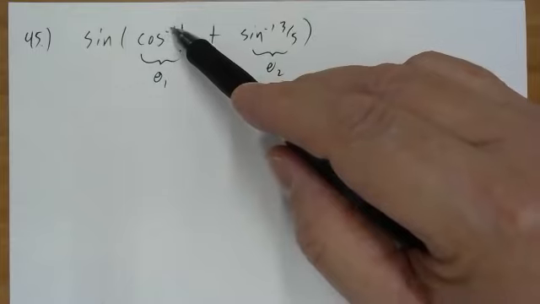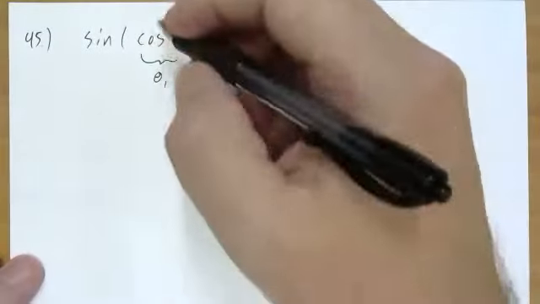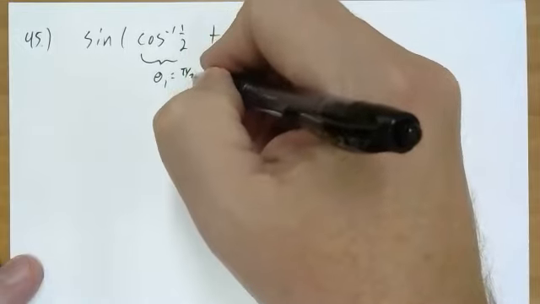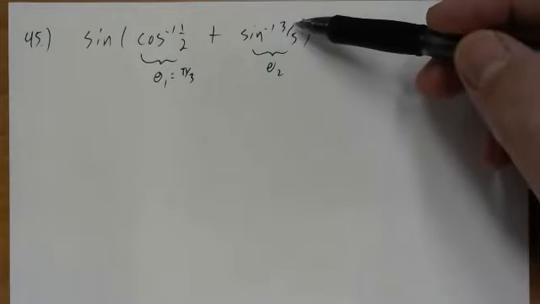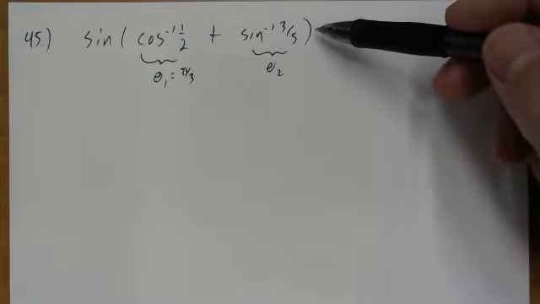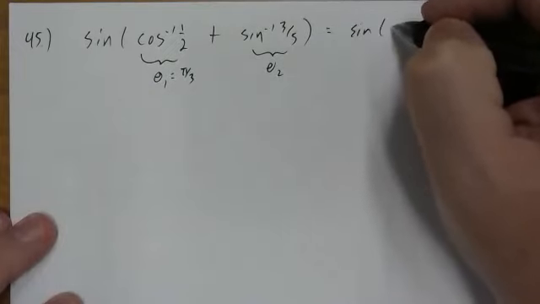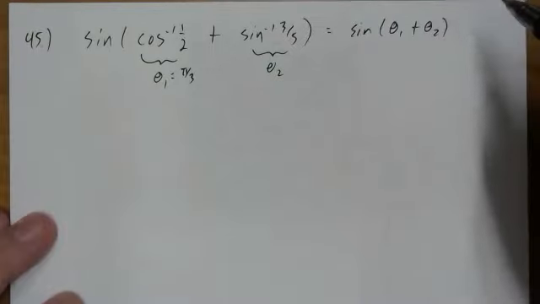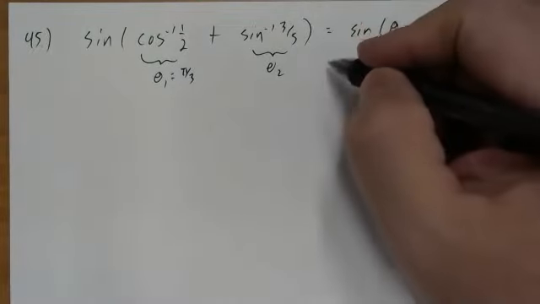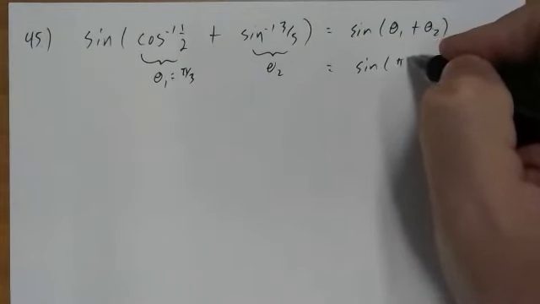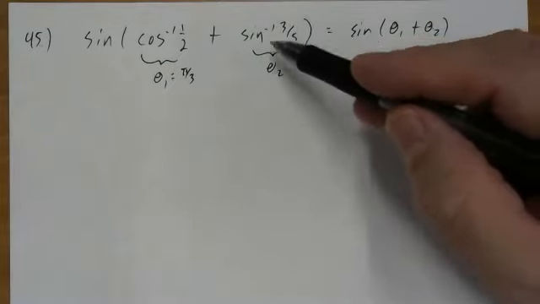So I can say that what angle has cosine 1/2? Pi over 3. Now this one, 3/5, is not going to give me a special angle. So what do I do? Well, let me write it like this to make it clear what I'm doing. Instead of writing these inverse trig functions, let me just call them theta 1 and theta 2. And we actually already know theta 1. It's pi over 3. However, we don't know theta 2. So we've got to figure out what we're going to do about theta 2.